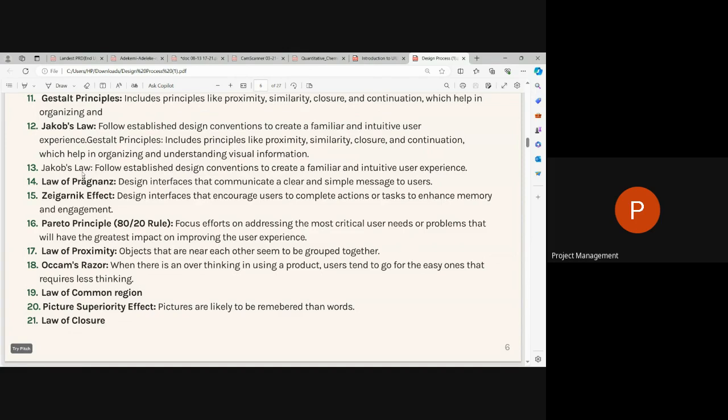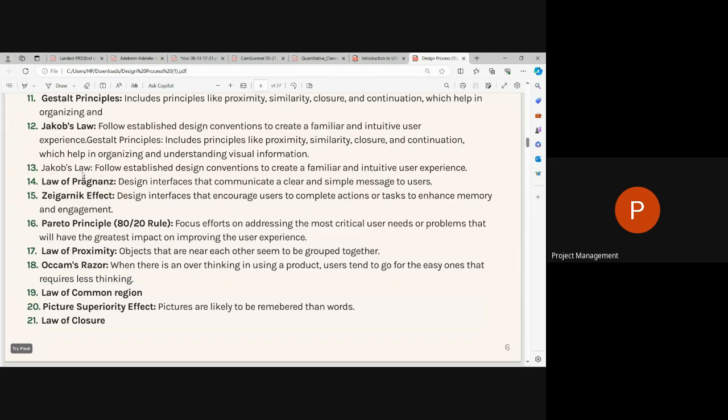We have Occam's razor. That is, when there's overthinking in using a product, the user will tend to go for the easy one. Nobody loves a hard life. Everybody wants an easy life. You cannot give me something easy and something hard and expect me to go for the hard one. So users tend to go for things that are easy, that require less thinking, than the one that will start stressing my brain.